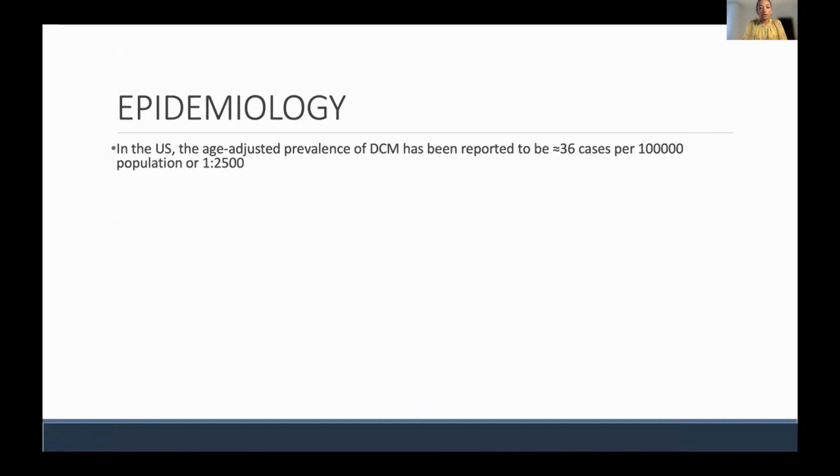Coming to epidemiology, the prevalence of dilated cardiomyopathy is thought to be about 36 cases per 100,000 or 1 in 2,500. And the prevalence of dilated cardiomyopathy varies in different countries. And obviously these are from registry studies. So these incidences may be underreported as well.